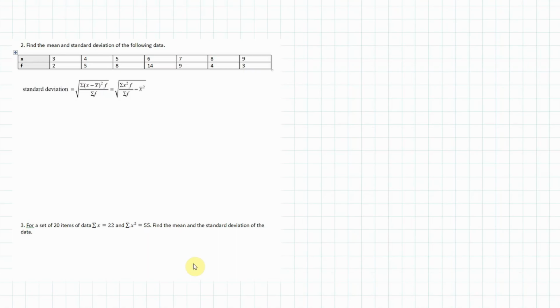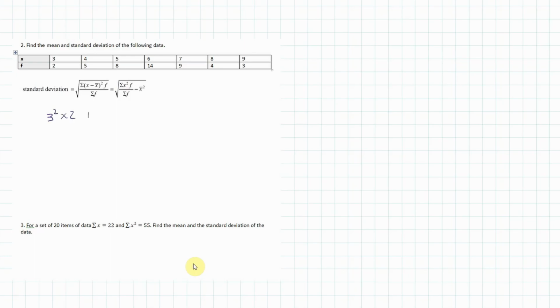So what that means is, well, let's do that. We'll do this bit here first. What does the sum of x squared f mean? Well, we're going to go, what have we got? x. Okay, so we've got 3 squared. And how many of those have we got?